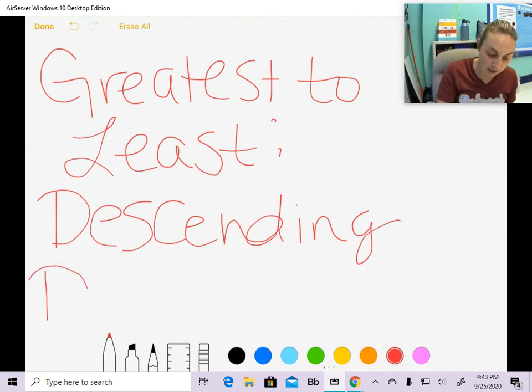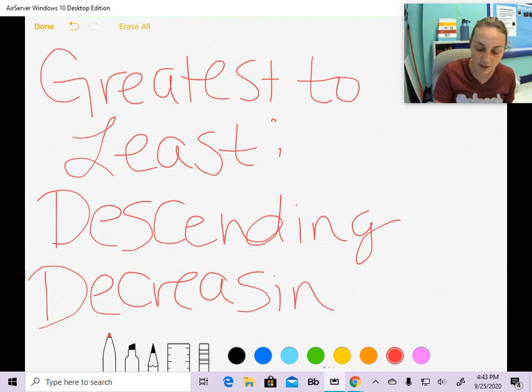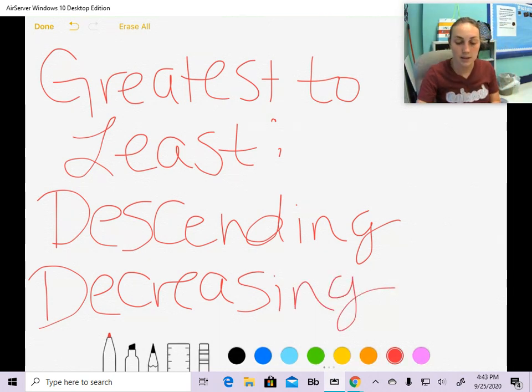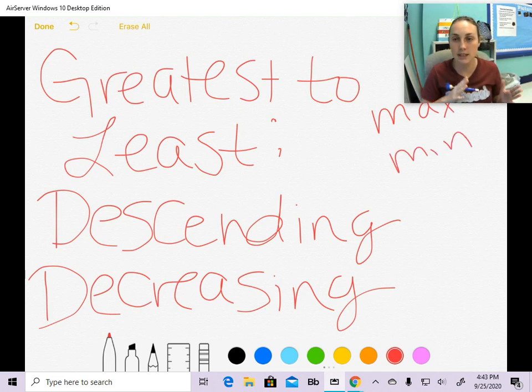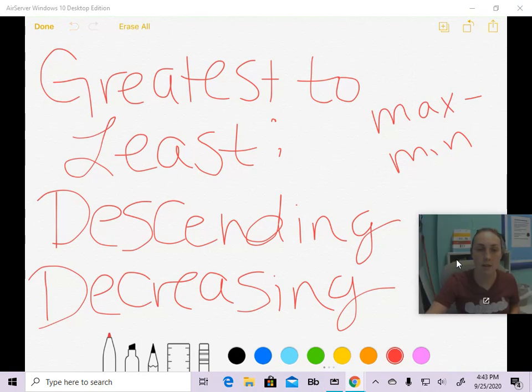Another example would be decreasing. Sorry guys, it's really hard to draw on this. And then last one we can use for this is going to be maximum to minimum. Okay, so again, biggest number to smallest number.